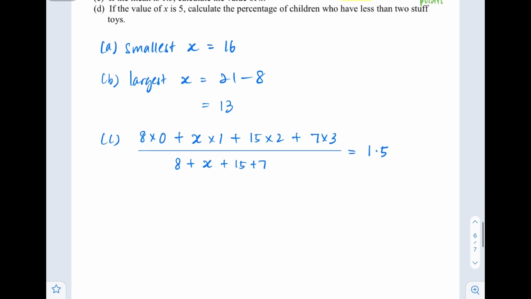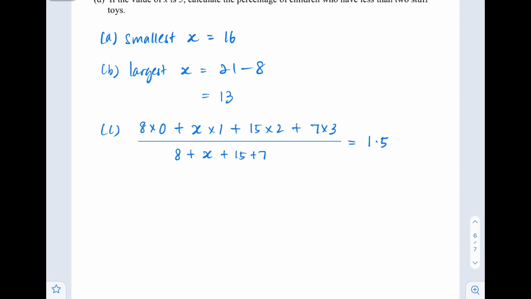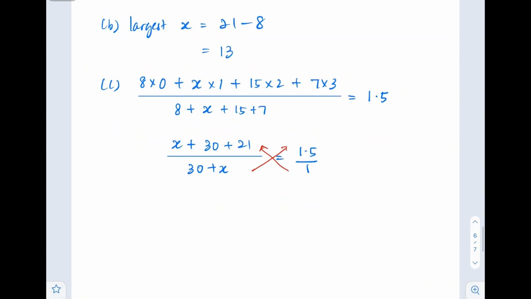So I will need to solve this equation. 8 times 0 is simply 0. Then I have x times 1, which is x. 15 times 2, which is 30. 7 times 3, which is 21. Divided by my denominator here, I have 8 plus 15 plus 7, which is 30, plus x, equals 1.5. 1.5 is 1.5 over 1. So in order to solve this equation, I can cross multiply. So you can see here that I would have 1 times x plus 30 plus 21 equals 1.5 times 30 plus x.